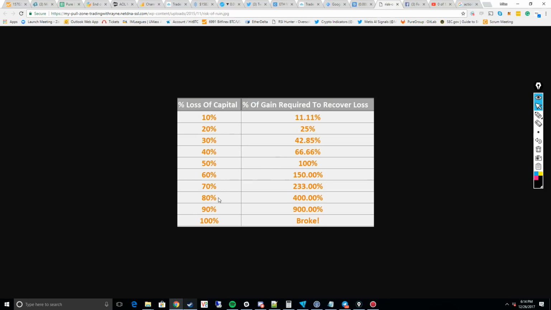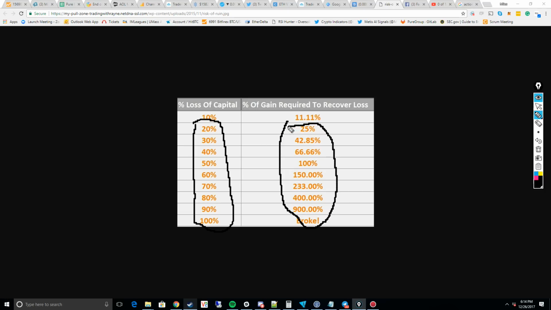Let's look at values like 80%. If you set a stop loss at 80%, or you end up selling at 80%, then you need 400% back to earn that money. So if you set stop losses, you're never going to have to go into these kinds of recoveries to make back your money, because going 400% is really hard, 900% even harder, and you never want to be broke like this chart says.